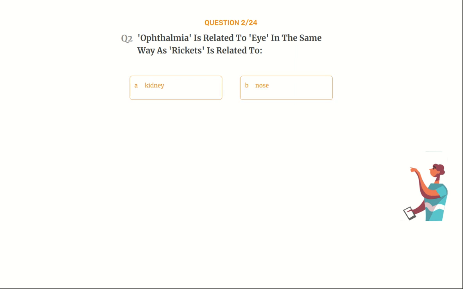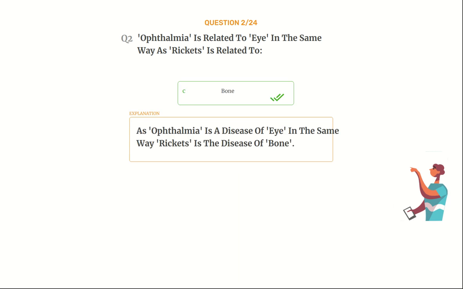Kidney. Option B. Nose. Option C. Bone. Option D. Heart. The correct answer is Option C. Bone. As ophthalmia is a disease of the eye, in the same way rickets is the disease of bone.